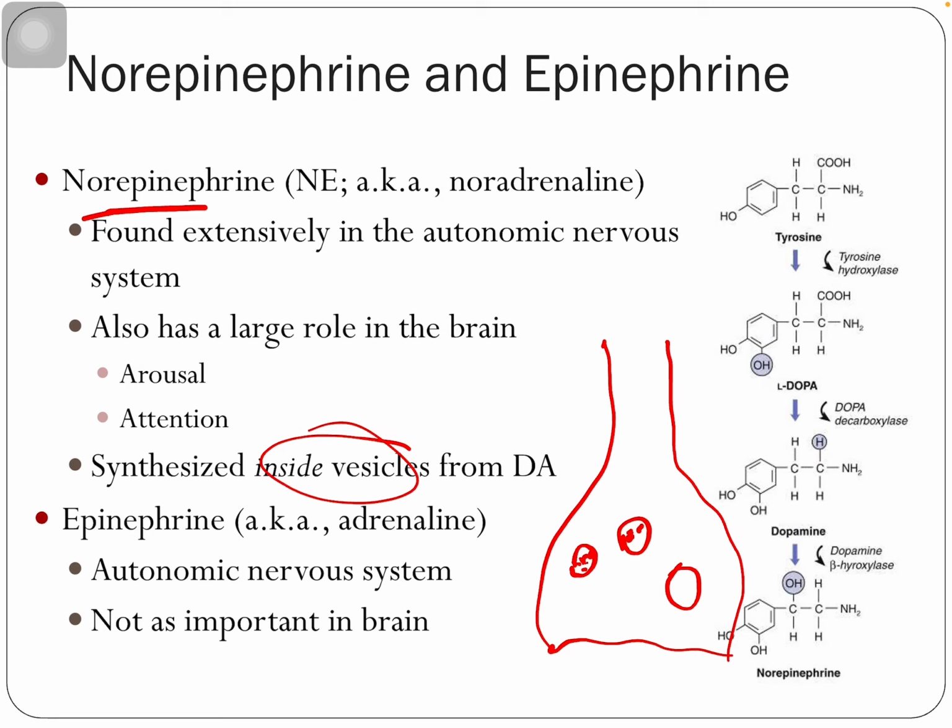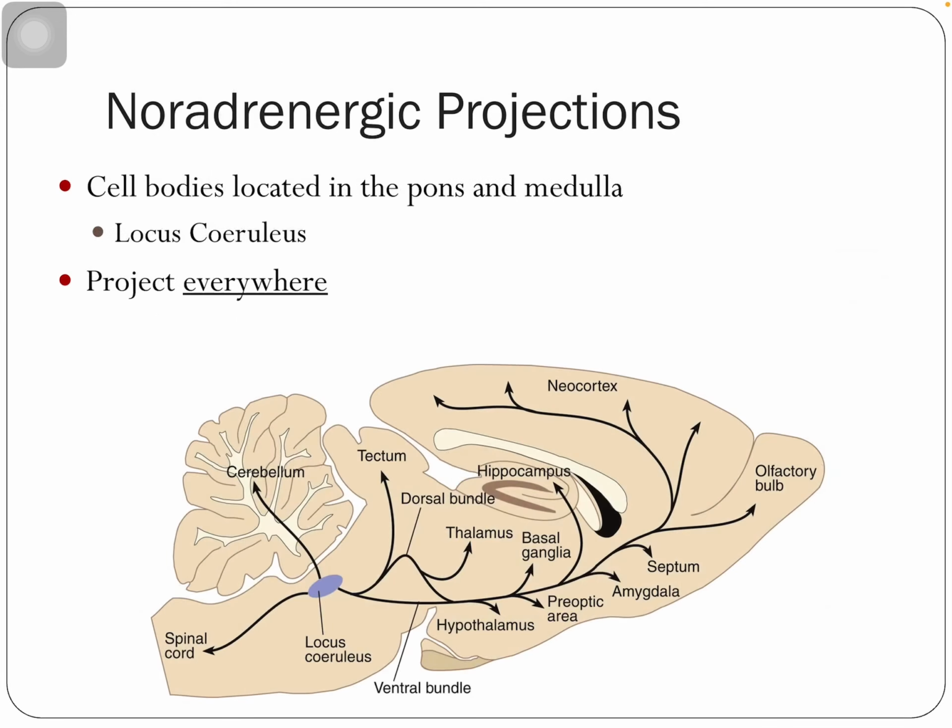And so, we talked about different ways that a chemical could be synthesized and then transported through the microtubules located in the axon. But norepinephrine is specifically made inside the vesicles directly from dopamine. Epinephrine is also found in the autonomic nervous system, but it's not as important in terms of brain function as norepinephrine. A lot of people realize, okay, adrenaline hypes you up and gets you all excited, because they're more familiar with that in terms of the autonomic nervous system.